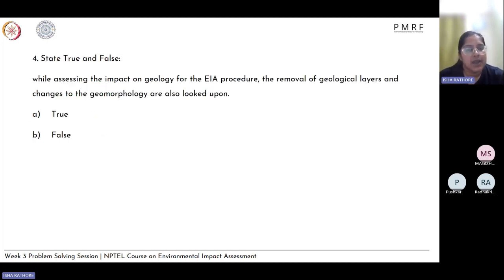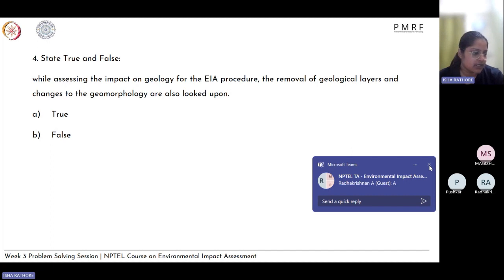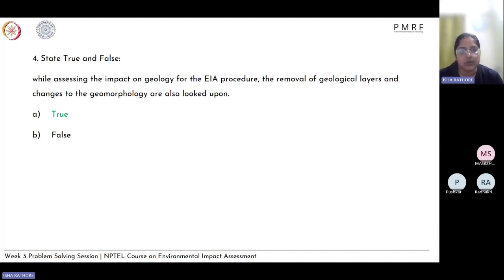While assessing the impact on geology for the EIA procedure, the removal of geological layers and changes to the geomorphology are also looked at. So is the statement true or false? Okay, the statement is true. When we assess the geology for EIA studies, we see if any layers have been removed, and over the years whether there have been changes in the geomorphology of that area. So the statement is true.